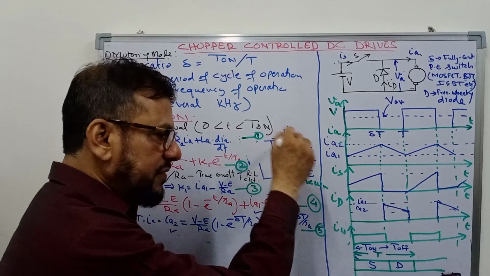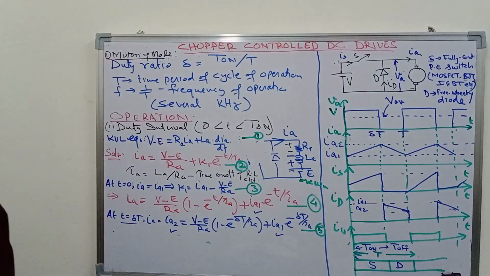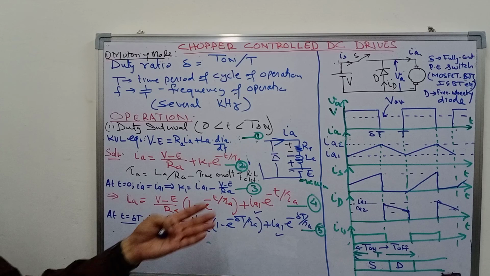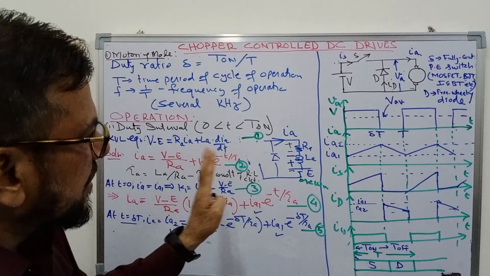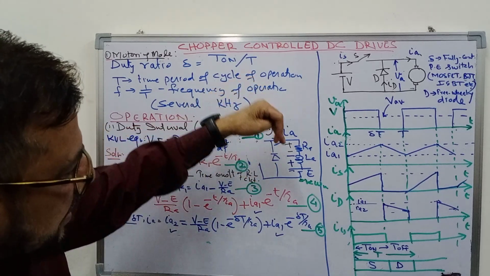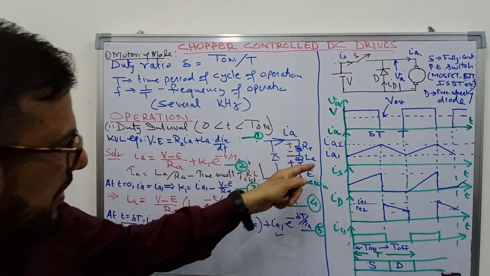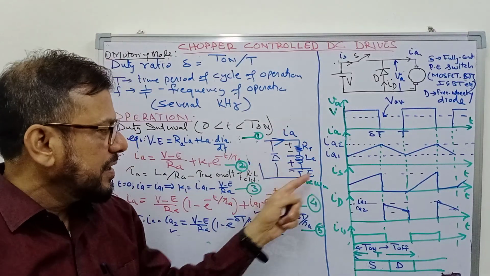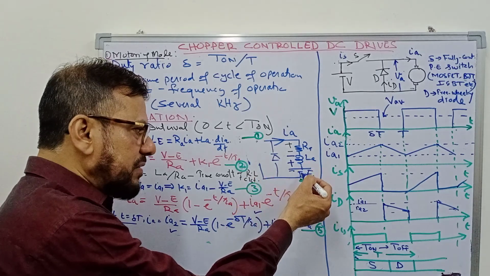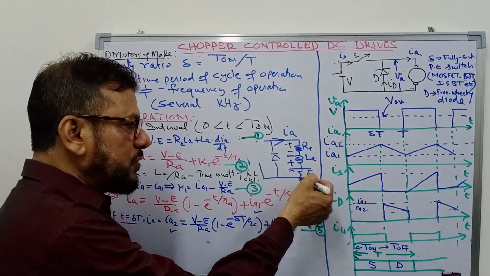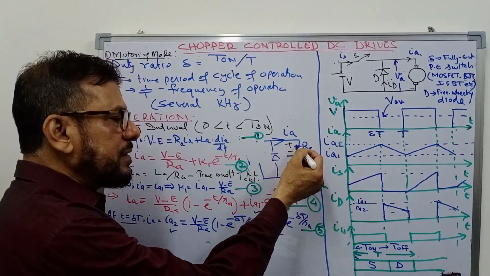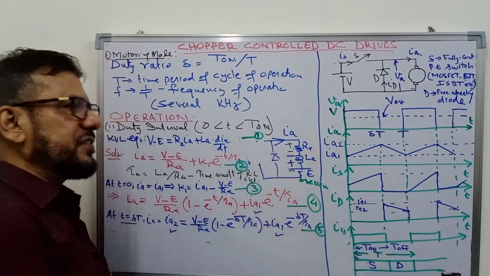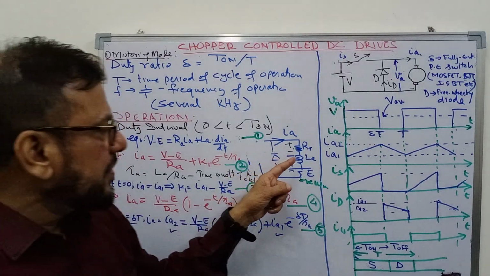It will start freewheeling through this diode. Freewheeling means there is no opposition here, source is not connected here, and the current will start decreasing. Energy stored in the inductance will start dissipating, and this energy will be converted into mechanical energy by the motor, and the remaining will be dissipated as heat in the armature circuit resistance.